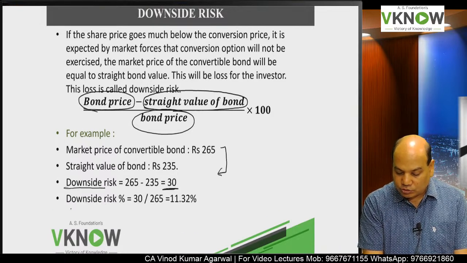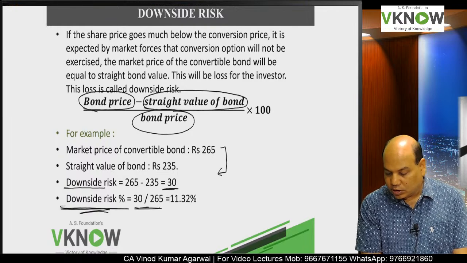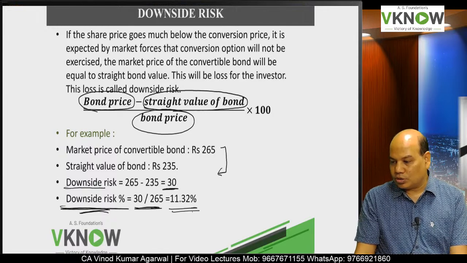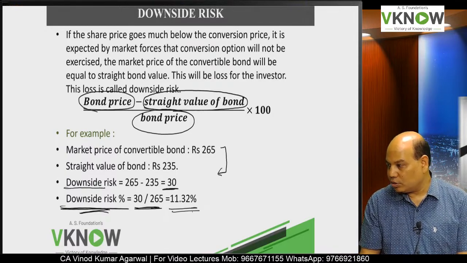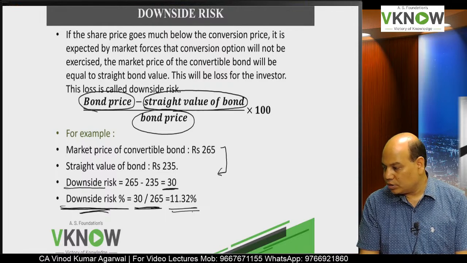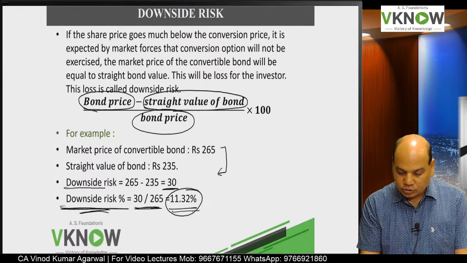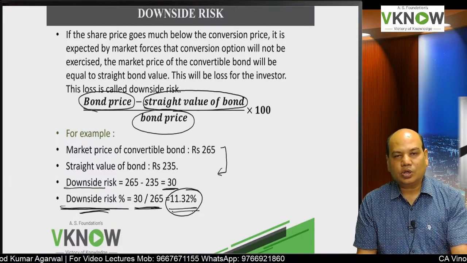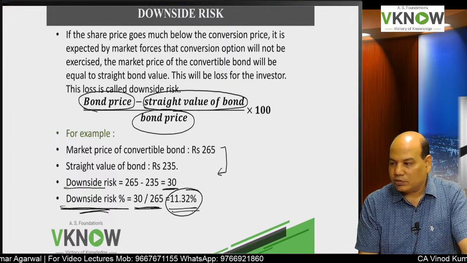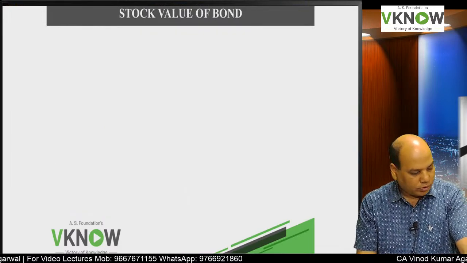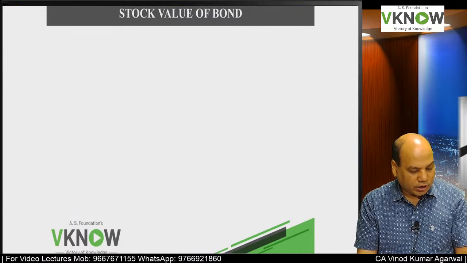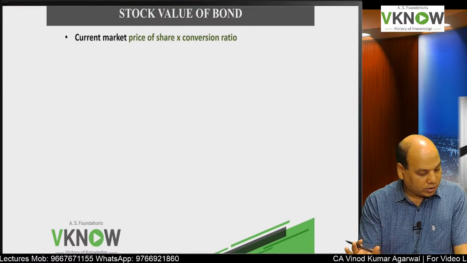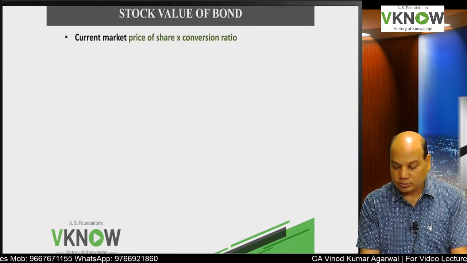And if they ask you downside risk in percentage, then in percentage terms, if suppose the market situation goes bad, then you might lose 11.32%. So 11.32% is your downside risk. That means you can lose 11.32% if the market price of the share falls. So that was downside risk. We'll take a question a little later. Just wait. First complete the concept. Now next is the concept of stock value of the bond.